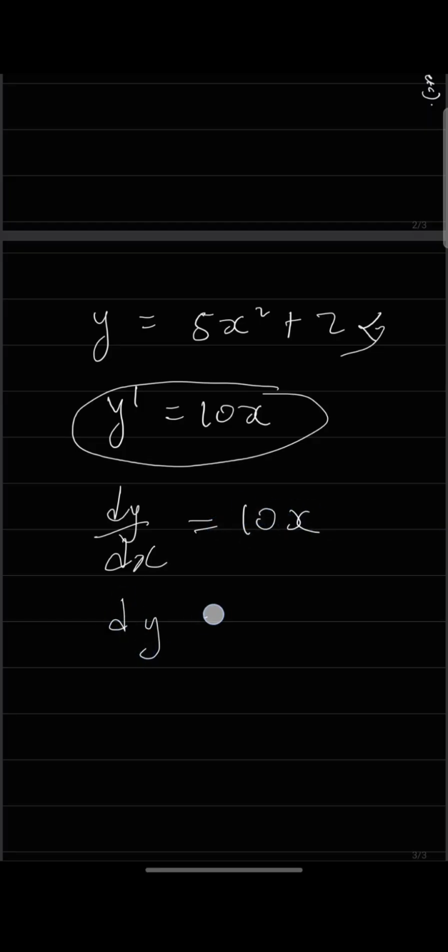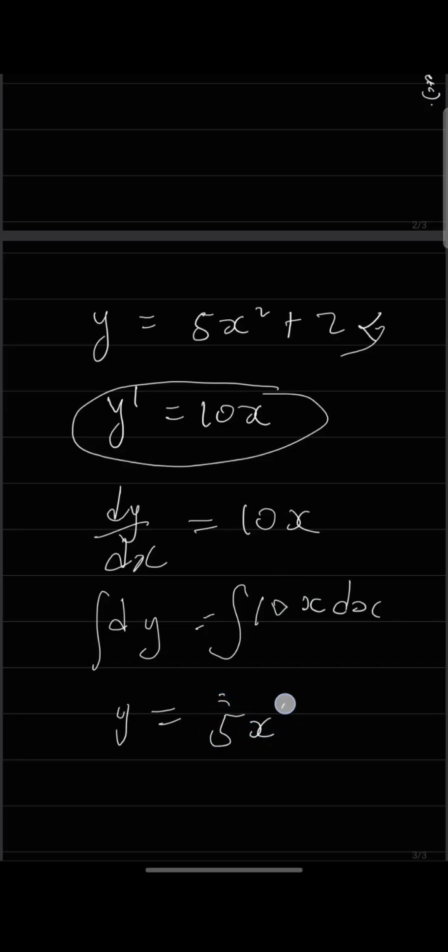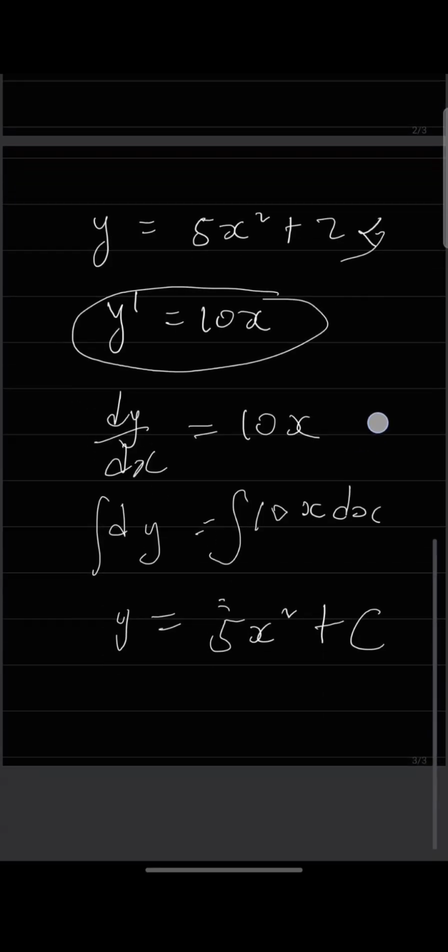So I can then do this: 10x dx, and integrate both sides to get back my y to be the integral of this, which is 5x squared plus 2. But you don't know, okay? At this point you have lost the constant, so in order to take care of the constant, you just say, okay, I assume there might have been a constant that I lost in the process of differentiation. So that is the whole goal of integration, okay?